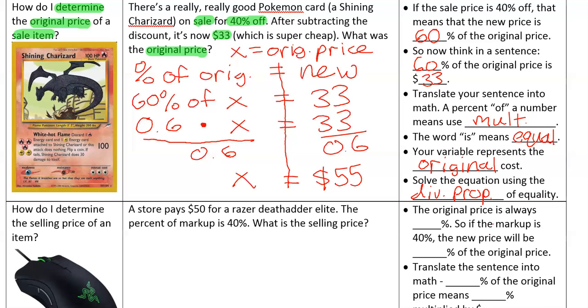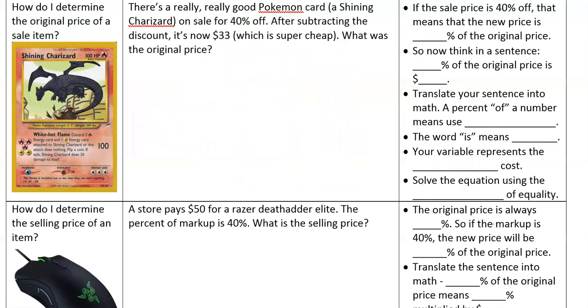Excellent. We are doing so good. By the way, if you find a Shining Charizard for that cheap, you should buy it immediately. I believe that those are like thousands of dollars. So, you know, just cardboard.